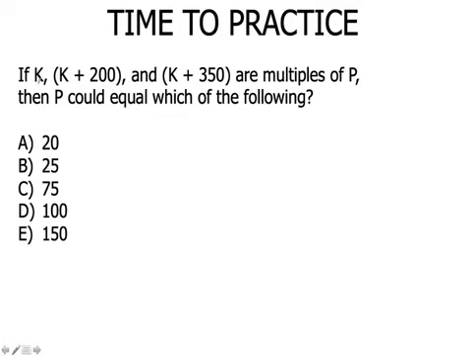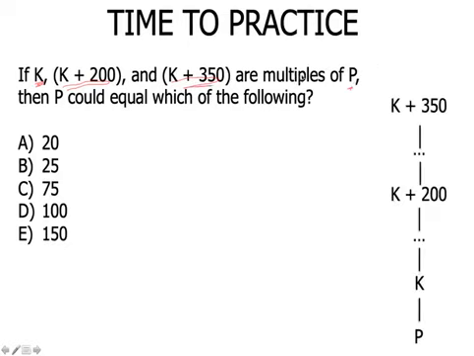Here's what I know. I know that some number, k, a bigger number, k plus 200, and then an even bigger number than that are all multiples of this smaller number, p. So if I wanted to, I could represent this in the same way that I've been doing before in this chart right here, right? P is the smallest number down here at the bottom, and p times something gets me k. That's what a multiple is. P times another something, a bigger something, gives me k plus 200, and then p times the biggest of these three gives me k plus 350.